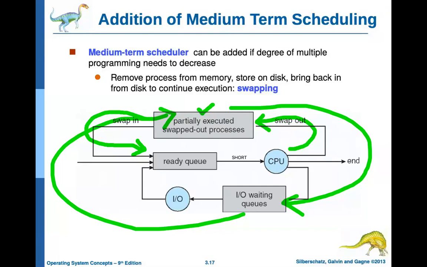Ready queue. And now here, swap out and swap in. So this is the medium term scheduler. So let me put it here. The medium term scheduler will be here also and here also. So three types of schedulers. Any doubt in this? Any doubt in this?